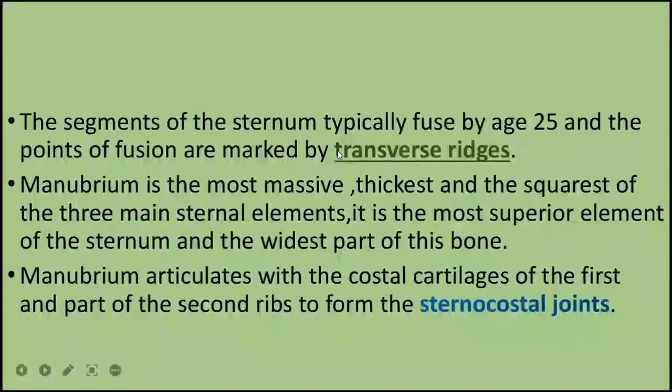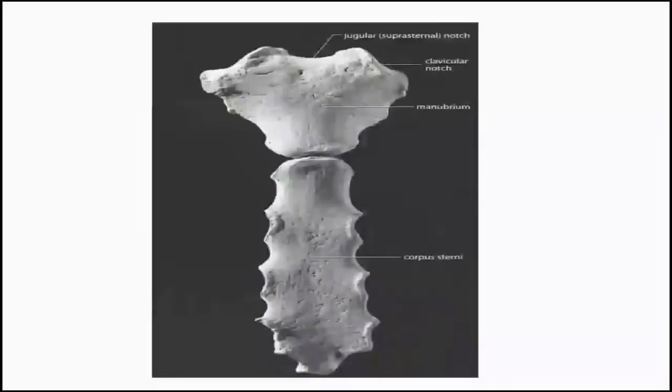The segments of the sternum are typically fused by the age of 25, and the points of fusion are marked by transverse ridges. The manubrium is the most massive, thickest, and squarest of the three main sternal elements. It is the most superior element of the sternum and the widest part of this bone. The manubrium articulates with the costal cartilage of the first rib and part of the second rib to form the sternocostal joints. This is the manubrium, the part of the sternum which is thickest and squarest, and it articulates with the first rib and part of the second.